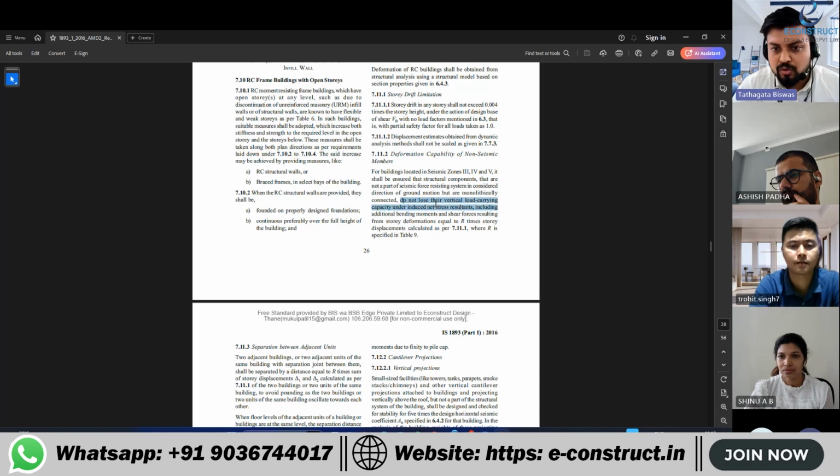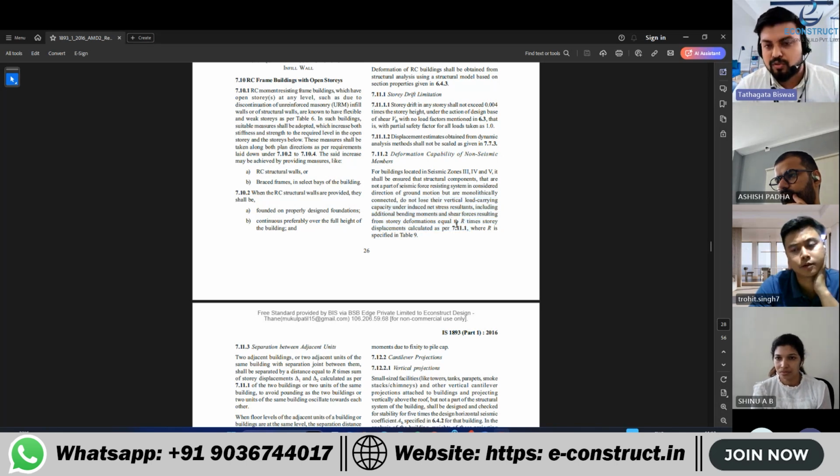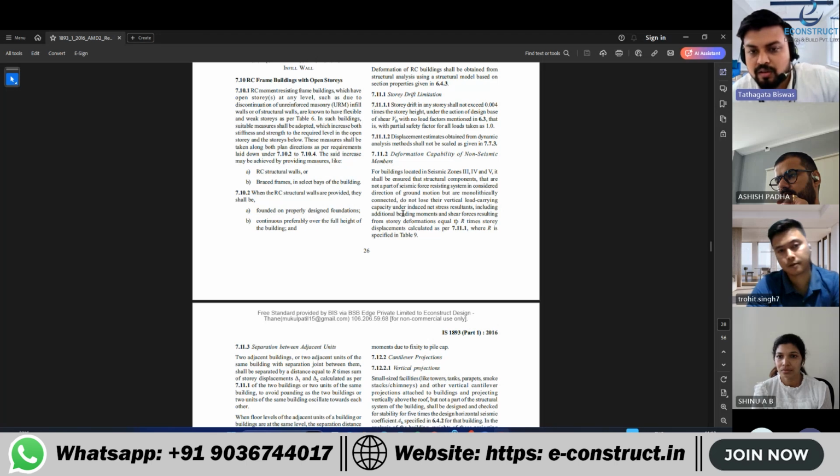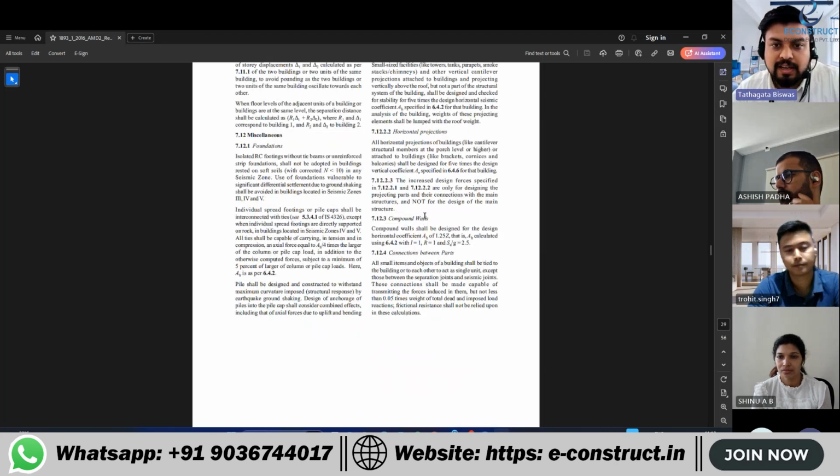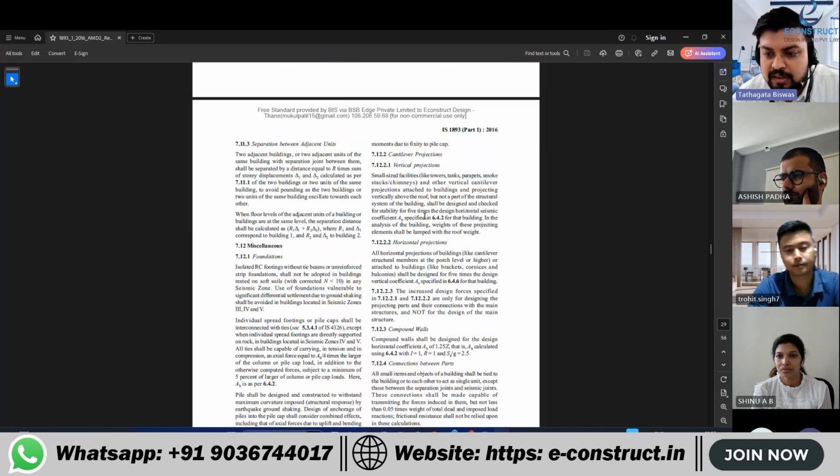So it should not lose its vertical load carrying capacity under the induced net stress resultants, including additional bending moment and shear forces resulting from story deformations equal to R times the displacement. Okay, so that is basically a part of soft story, and all these things you need to check properly. So it should not fail under axial load. The axial load carrying capacity should not be lost for this induced stress or extra bending moments and shear forces. So that extra moment you can channelize to somebody else, then only it will not lose.